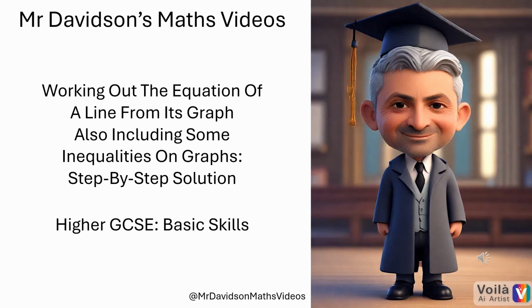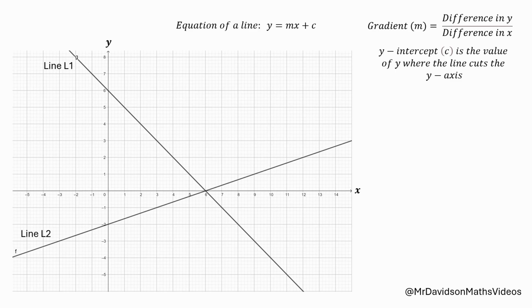Firstly, we should remind ourselves that the general form of the equation of a line is y equals mx plus c, where m is the gradient, this is the coefficient of x, or how many lots of x we have, and c is the y-intercept, i.e. the y-coordinate of where the line cuts the y-axis.